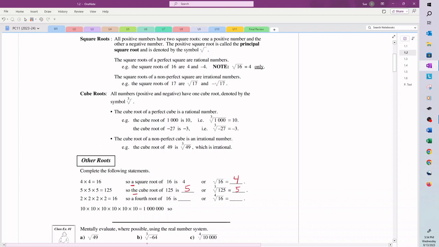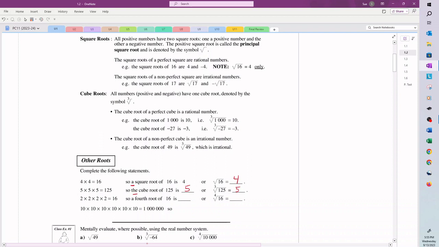Now the difference between a square root and the square root is that 16 has another square root, which is negative 4, because negative 4 times negative 4 equals 16. But this is a cube root, so there's only one, because you have to have 5 times 5 times 5 to get 125. Negative 5 times negative 5 times negative 5 is negative 125, so the cube root of 125 is not equal to negative 5.